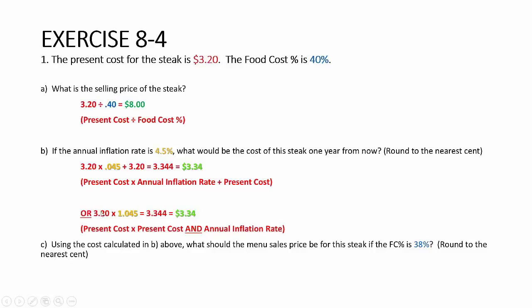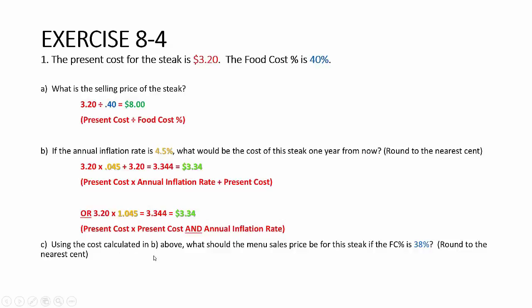Or if you want to do it one step less, take the present cost of $3.20 and multiply it by 1.045, or $3.20 times 1.045, and we will get to the exact same place no matter what step you take. Remember to always show us your logic and the unrounded answer.